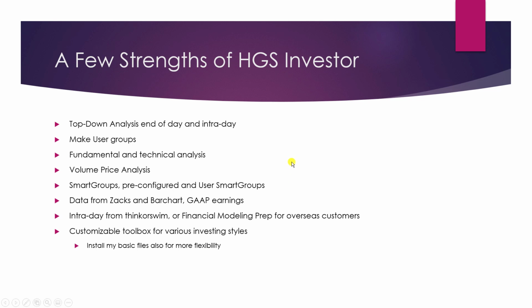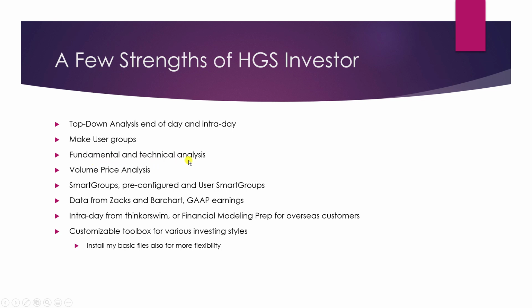And this is a slide that I put in for yesterday's presentation. I want to talk about this briefly. These are just a few of the strengths of HGS Investor software. We can use it for top-down analysis, for end-of-day and intraday, if you're running Thinkorswim in the background, or for overseas customers, there is another data source. We can make our own user groups, so tailor the user groups to what we want to see. Gil does this all the time. He's got his own groups that he follows. That way he doesn't have to follow too many stocks. So he's using this feature very well.